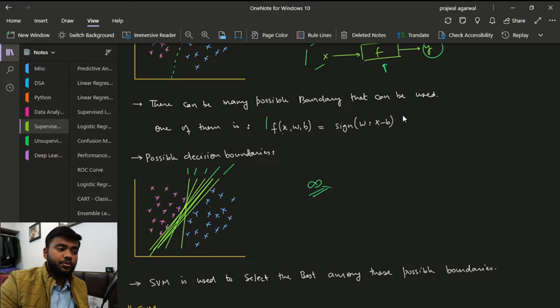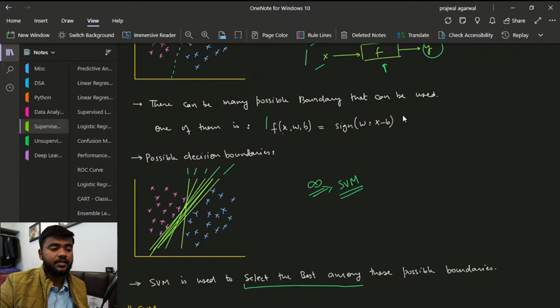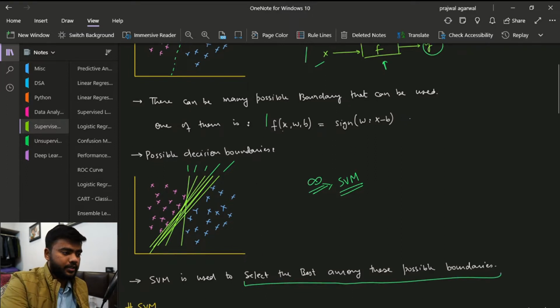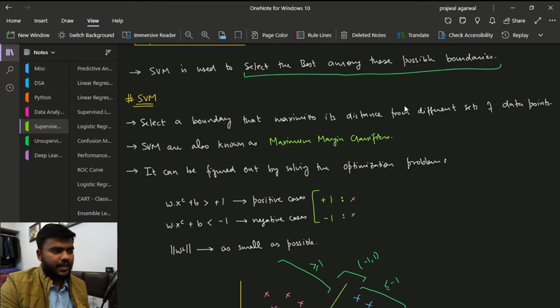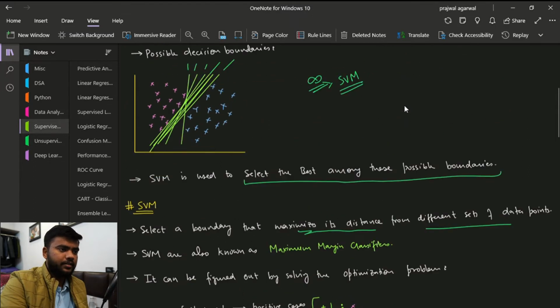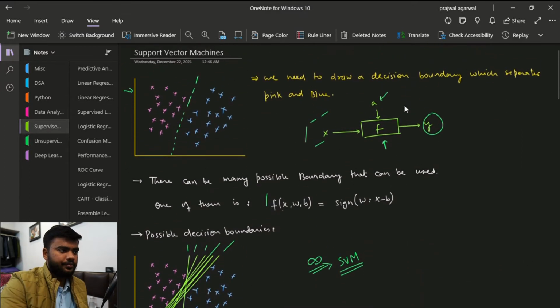To do that, we use SVM. SVM is used to select the best among all the possible boundaries. So what is SVM? SVM selects a boundary that maximizes its distance from different sets of data points. Let's talk more about this.